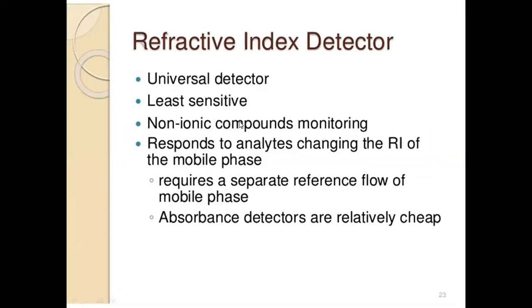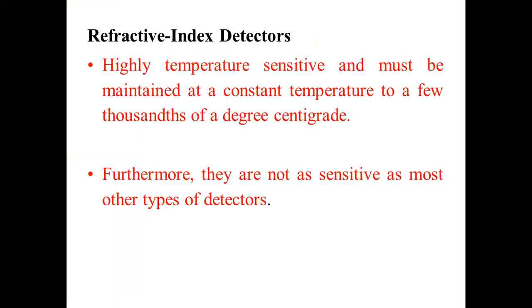So it is a universal detector, but it is the least sensitive, because in order to bend the light radiation, the concentration should be high. Non-ionic compounds can be monitored very easily, and it responds to all analytes that are able to change the refractive index in the presence of the mobile phase. It requires a separate reference flow for the mobile phase, and absorption detectors are relatively cheap compared to refractive index detectors. Of course, refractive index detectors are universal detectors, while absorption detectors are cheaper. But we know the refractive index is dependent on temperature. Therefore, it is temperature sensitive.